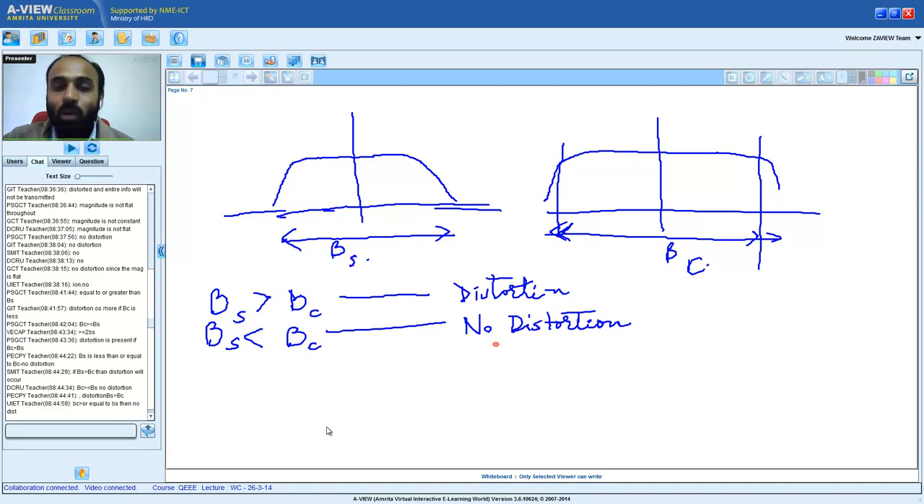Now, what is more important in the channel is to characterize this coherence bandwidth. How do we get a coherence bandwidth? Let us go back to our simple case, where we had a single impulse.